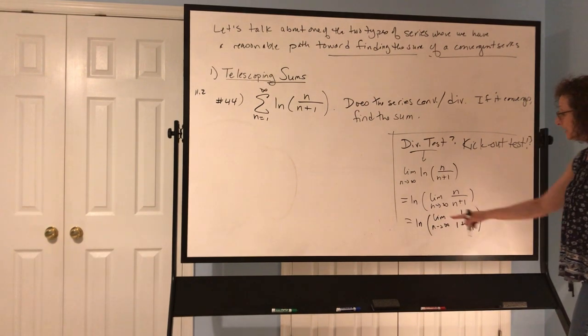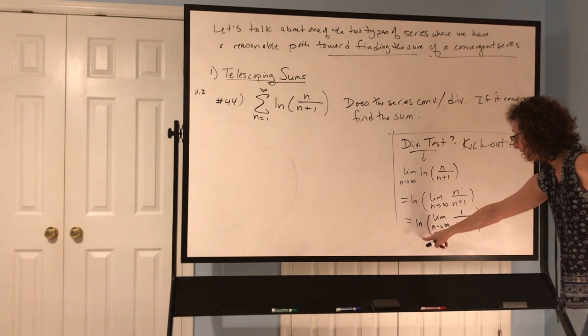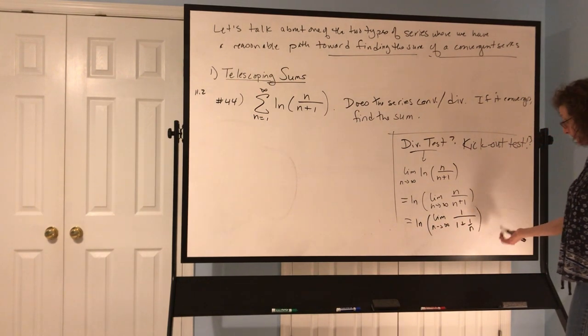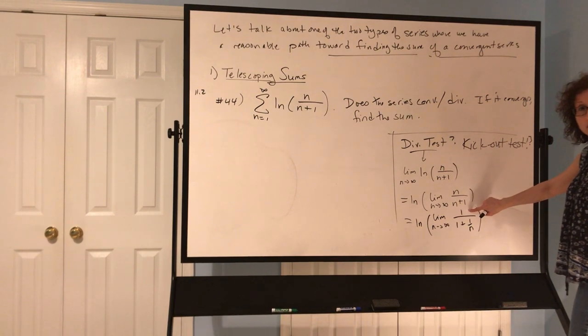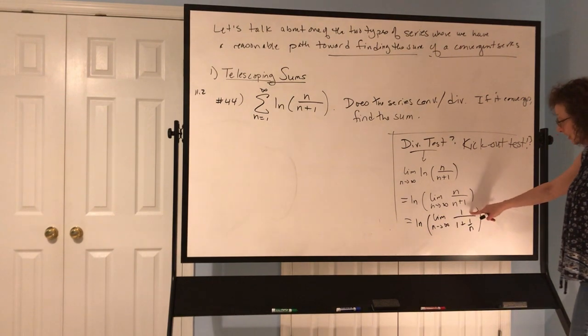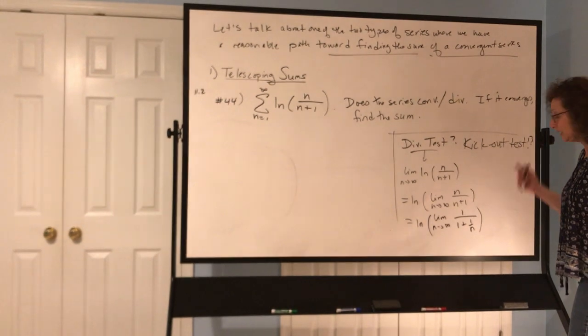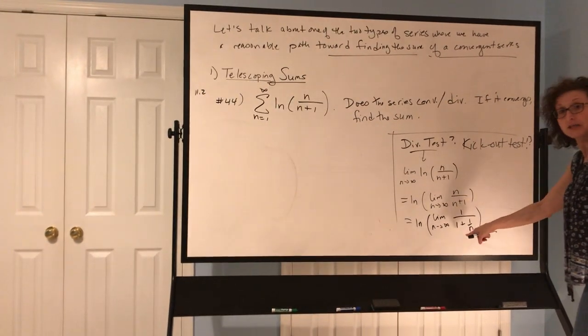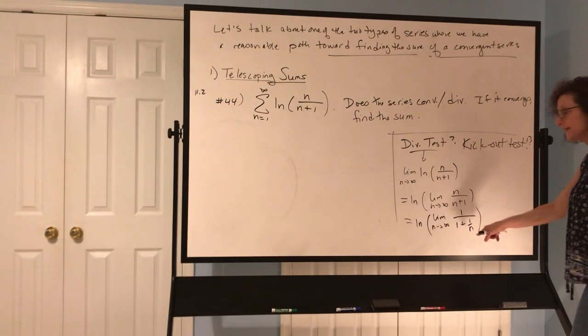So this becomes the natural log of the limit as n goes to infinity of this expression. We love this expression, because what do we have? The numerator's a constant. We no longer have infinity over infinity. It's not in an indeterminate form anymore. This limit is completely determinate. We now can determine it.